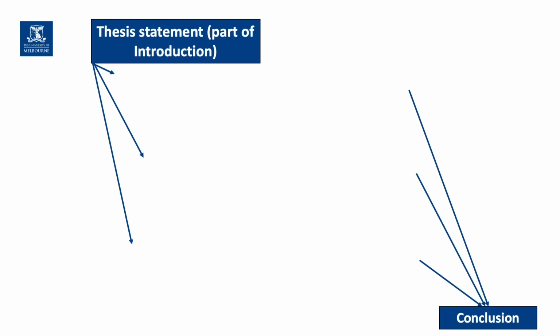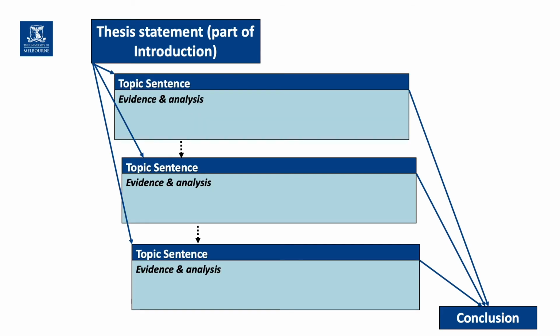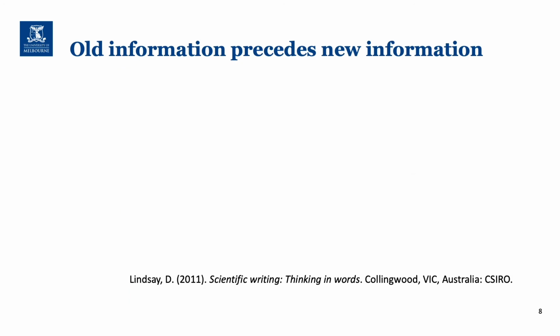At the whole text level, make sure you lead with a thesis statement stating the main point you're making and end with a conclusion reinforcing the main point. At the paragraph level, state a smaller idea that supports the main point in a topic sentence, then elaborate it through evidence and analysis. At the sentence level, information should be ordered so that old information precedes new information. This is how readers can be prepared to understand the new information.